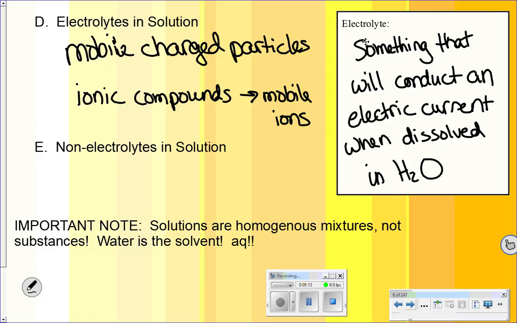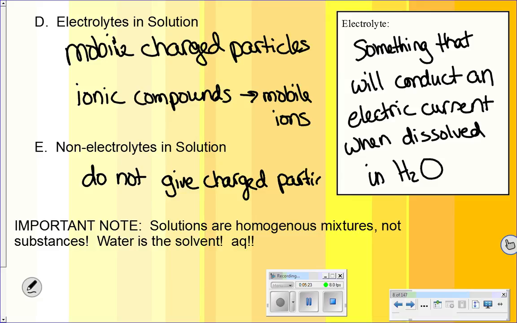Non-electrolytes are things that dissolve but do not give charged particles. Where we saw this before in terms of demos, salt versus sugar. The sugar did dissolve in water, but did not actually conduct an electric current, whereas salt, when it dissolves in water, will conduct an electric current.